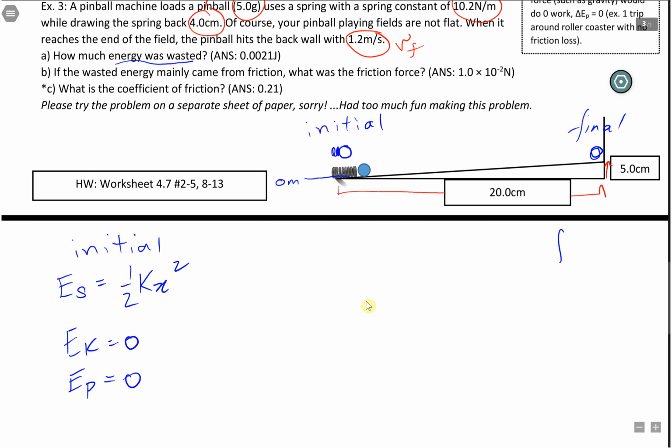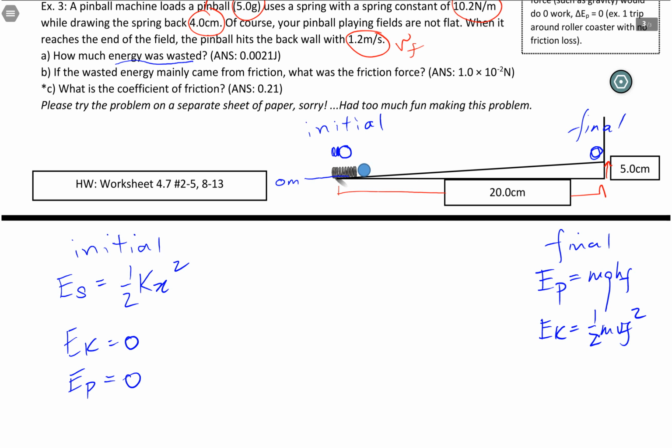At the end, final, we have a ball going up 5 centimeters high. So it does have potential energy. And at the end, the question says the pinball hits the back wall with 1.2 meters per second. That means it has kinetic energy. It doesn't have elastic potential anymore because it's no longer compressing or extending a spring. So here I've laid out my 2 positions of my motion and identified my energies.